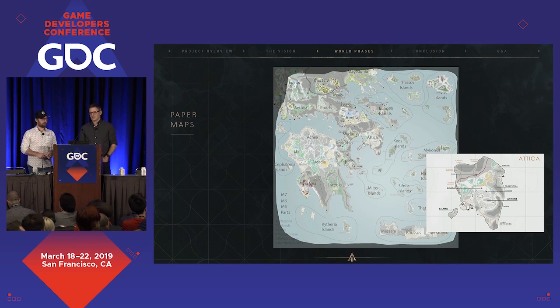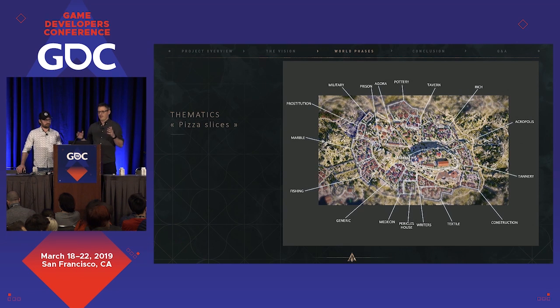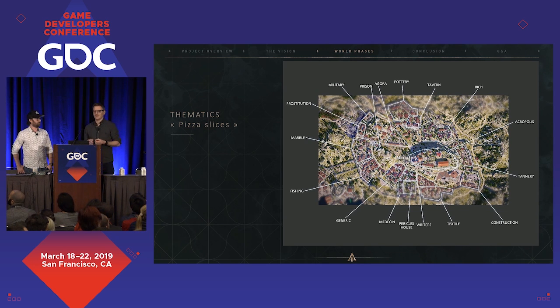So there comes thematization, or pizza slice, as we love to call this. Building such a massive world made out of tons of cities, villages, sanctuaries, and everything you can think of, for us thematization was super important because we didn't want our player to have a sentiment of déjà vu, as we say in French. So we work a lot with thematization and simplification.